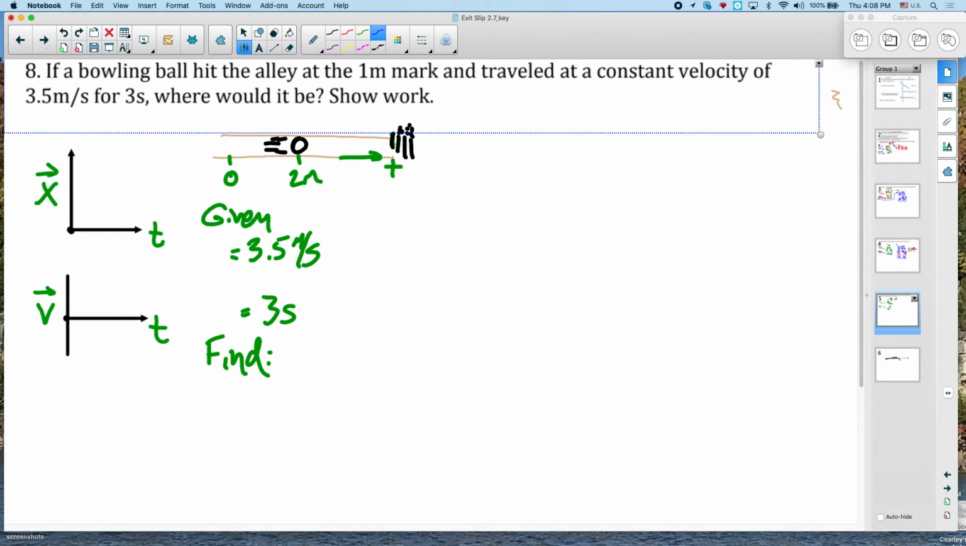And for our last problem here, it looks like we got a bowling ball hitting an alley at the 1 meter mark. Looks like that marked that at 2. So we'll say this is the 1 meter mark and it's heading down towards the pin. I don't know that my scale on my drawing is very good. I'll put a constant velocity of 3.5 meters per second. Our change in time is 3 seconds. In this case, we've got it started at the 1 meter mark. So we've got a positive y-intercept here. It still would be a positive constant velocity.